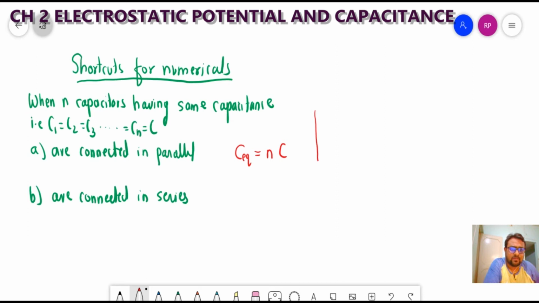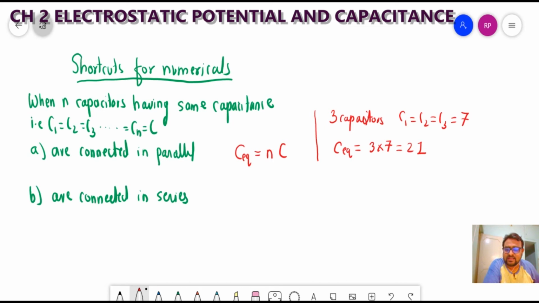Right? Example, three capacitors, C1 equal to C2 equal to C3 equal to 7. When they are connected in parallel, then what will happen? C equivalent will be equal to 3 into 7, that is equal to 21. Right? So for parallel connections, we'll directly multiply by the number of capacitors. But remember, each capacitor must have the same capacitance.